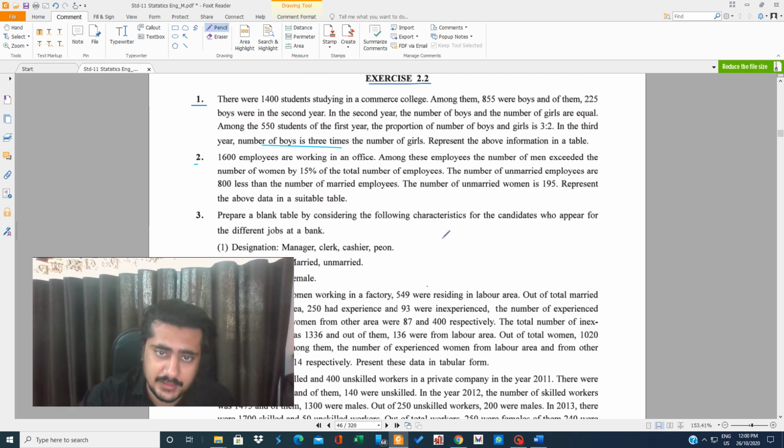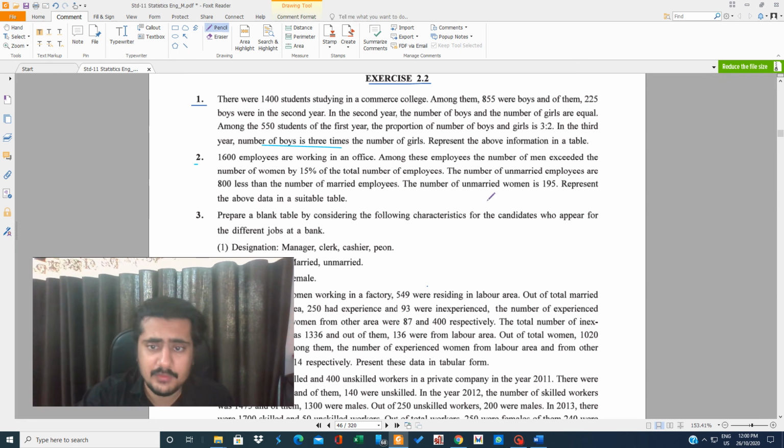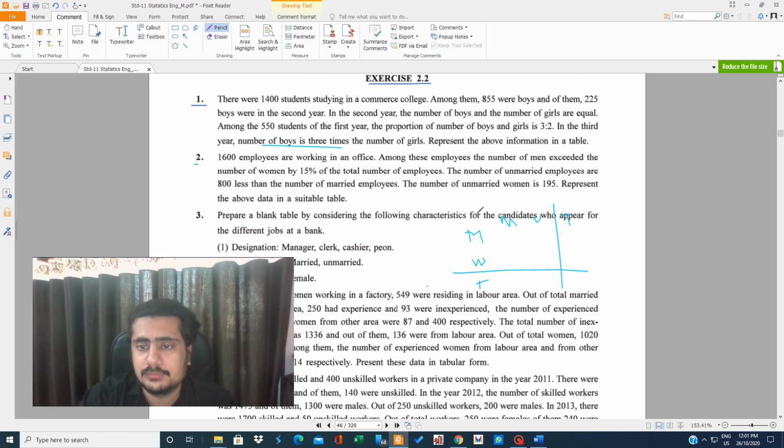So how should the table be made? The very first question which comes to your mind is this. So the table should be like this: men, women, married, unmarried, total. Married, unmarried, total.